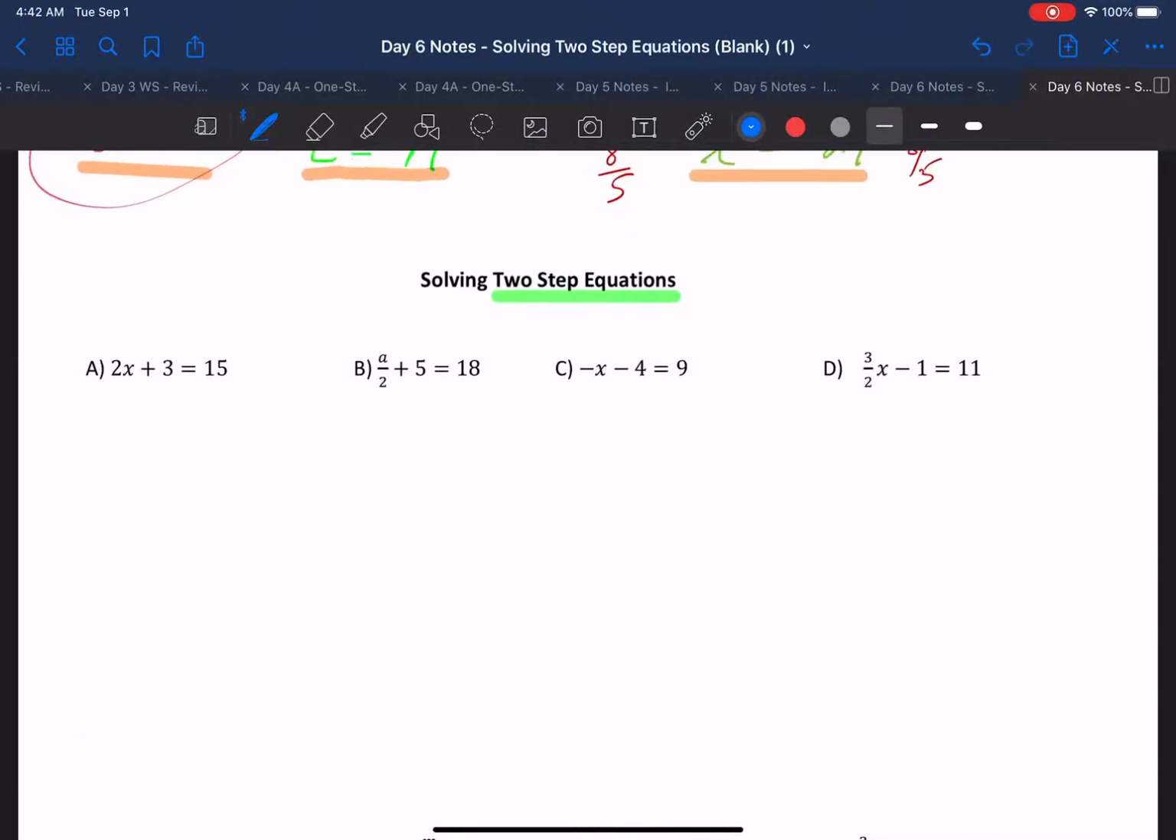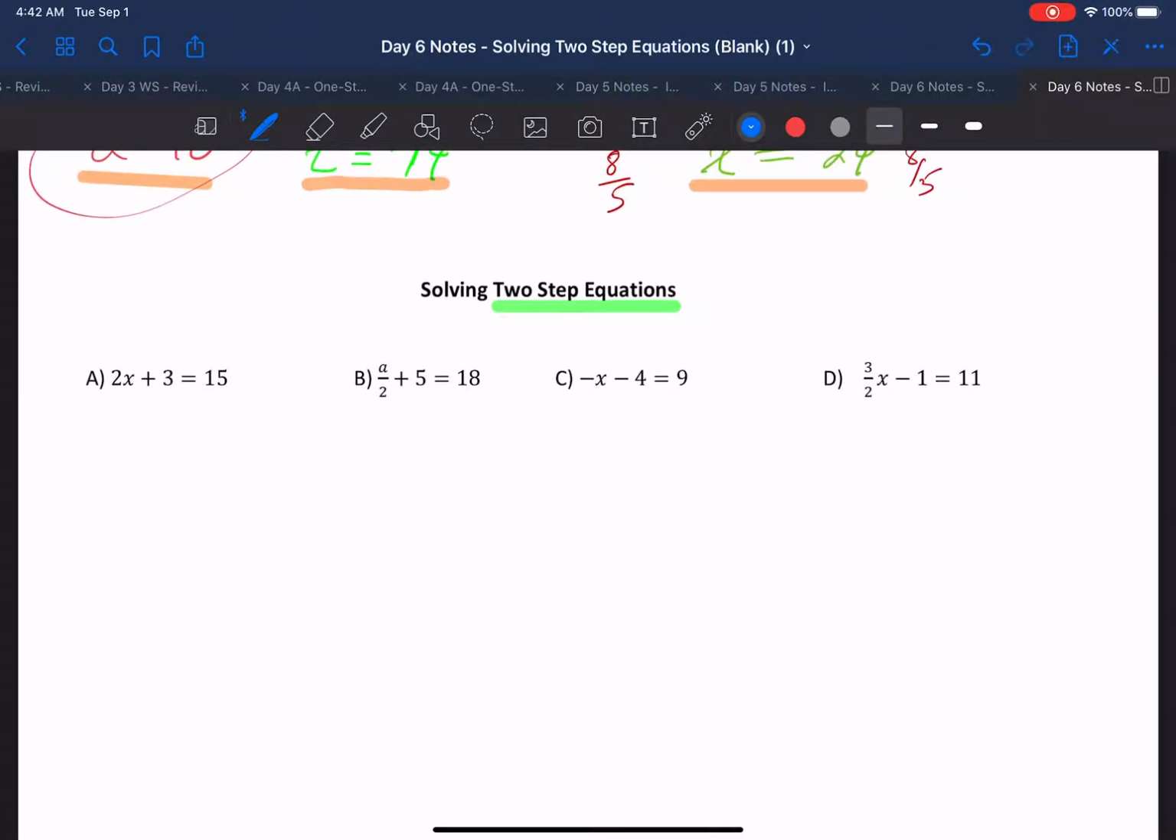Okay, when we're solving 2-step equations, we want to keep in mind PEMDAS, okay? And what we do when we're simplifying expressions like we've been doing since last week, we start at the highest, which is parentheses, then exponents. Then we look for multiplication and division and perform that operation left to right. Then we look for addition and subtraction and perform those operations left to right.